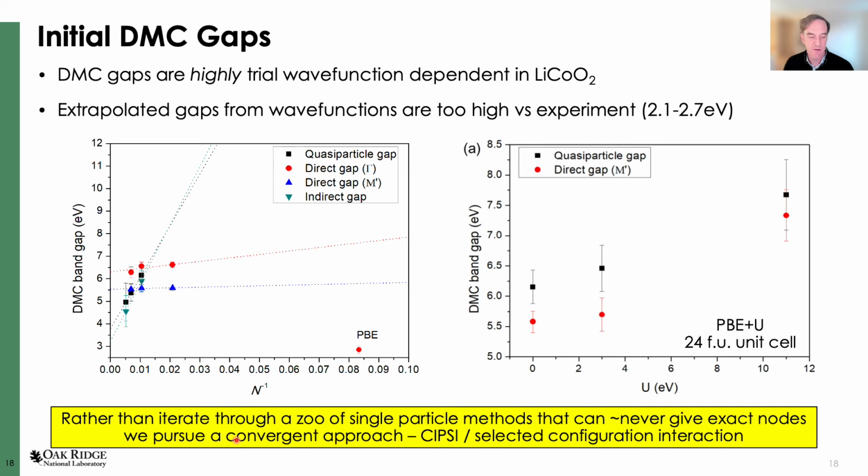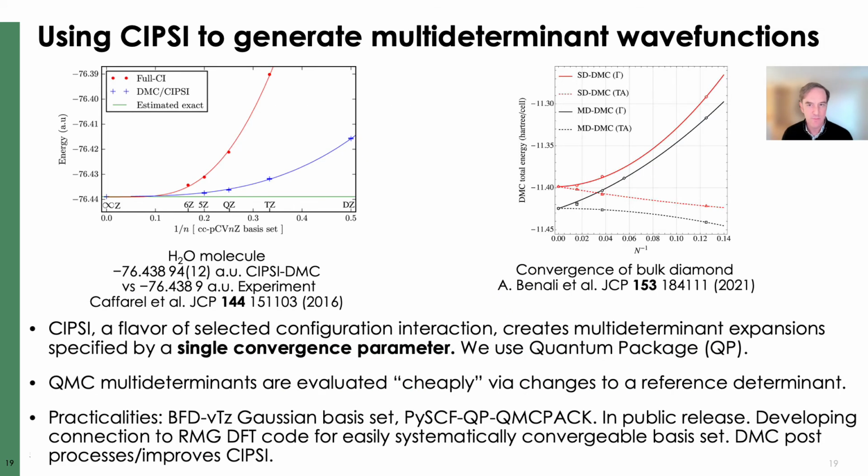what we thought to do here is use a different approach, and importantly, it's an approach that is potentially convergent. So if we pay enough in terms of compute time, this would give us steadily more accurate results. And that approach is the use of selected configuration interaction, in particular the CIPSI approach, to generate our trial wave functions. So let me say a little bit about the use of CIPSI.